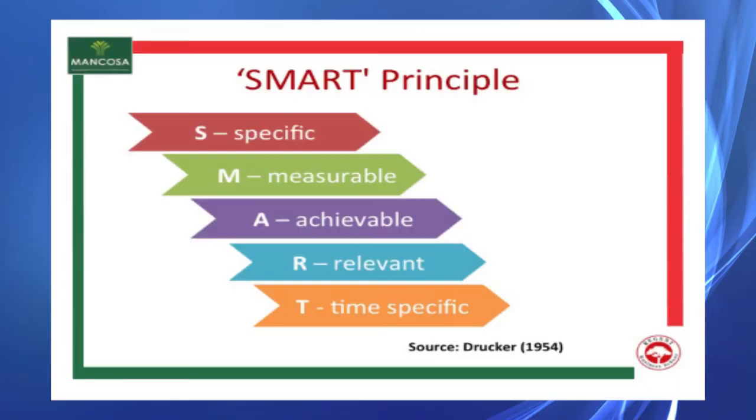When compiling your study objectives, reference to the SMART principle is often quite useful. Each letter in SMART refers to a different criterion for judging the relevance of research objectives. S meaning specific, M meaning measurable, A meaning achievable, R meaning relevant, and T meaning time specific.